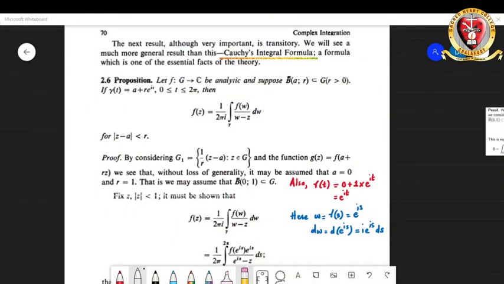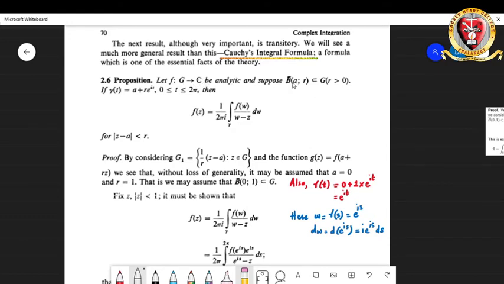Hello. Today's video lecture will give you an aid to how to prove the famous Cauchy's integral formula. Cauchy's integral formula is one among the essential facts of complex analysis, especially in complex integration. So the statement of the formula says that we are given a function f from G, an open connected set G, to the complex plane, and it is analytic.